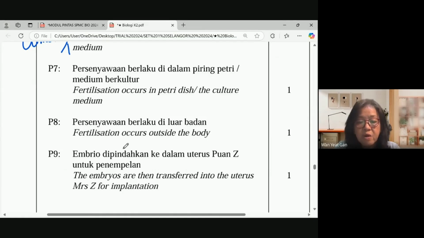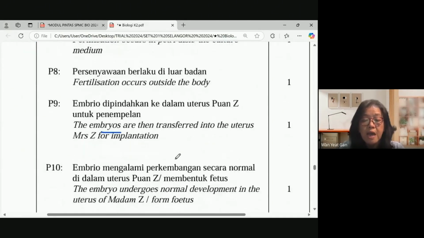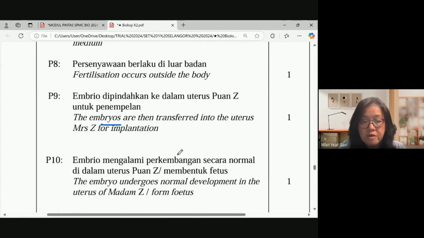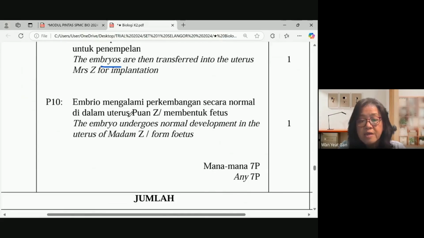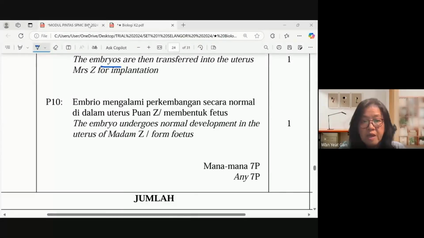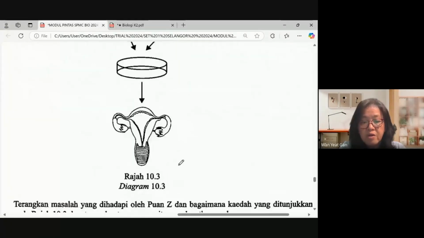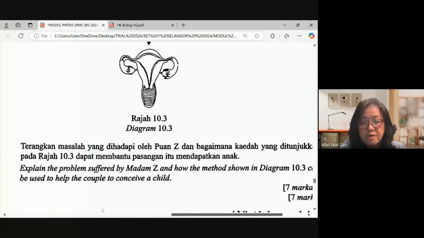And after the zygote has been formed, the zygote will divide to become embryo, and then only we transfer the embryo into the uterus of Mrs. Z for implantation. So the embryo undergoes normal development and becomes a normal baby for Madam Z. Okay, so this is one method that we can use to help couples who cannot have children.